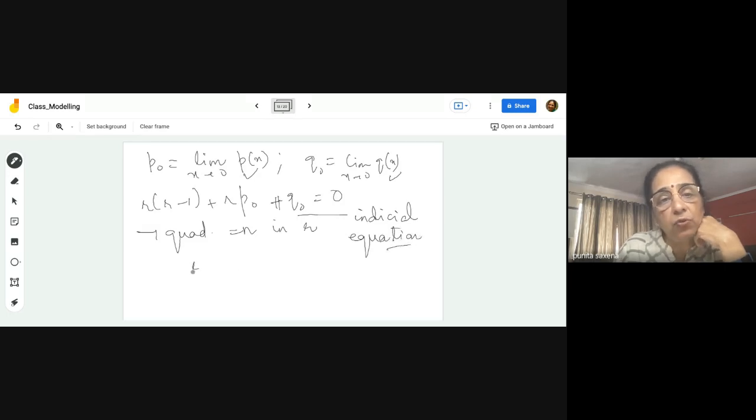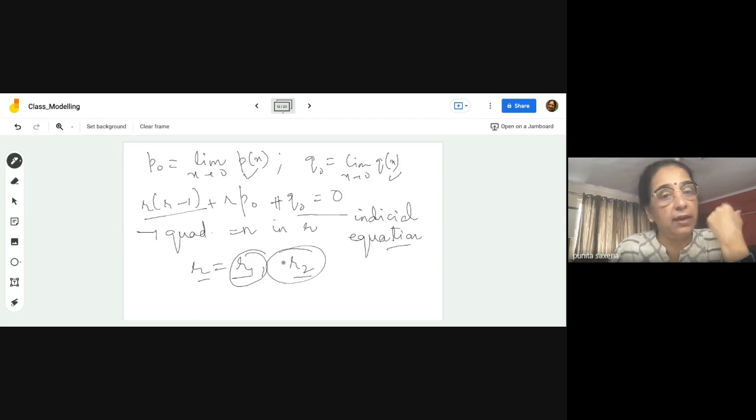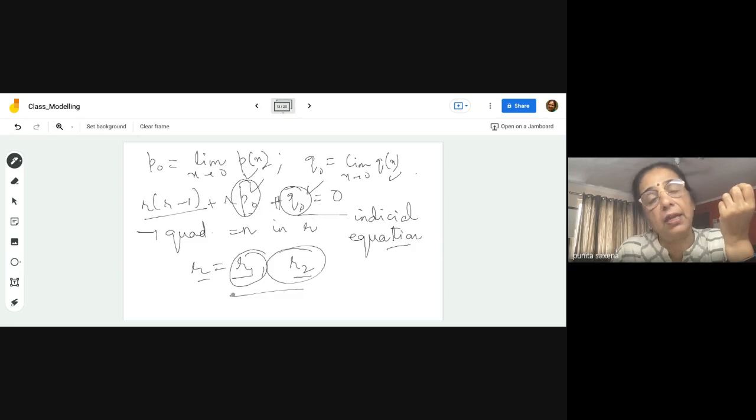How many roots will it have? Because it's a quadratic equation, two roots. You are going to get two values for r, r1 and r2. These values of r are going to be differential equation specific. Why? Because p naught and q naught are differential equation specific. So depending upon my p and q, I am getting these coefficients, and depending upon these values, I am getting my roots. So my roots can be real and distinct. My roots can be real and repeated. My roots can be imaginary.